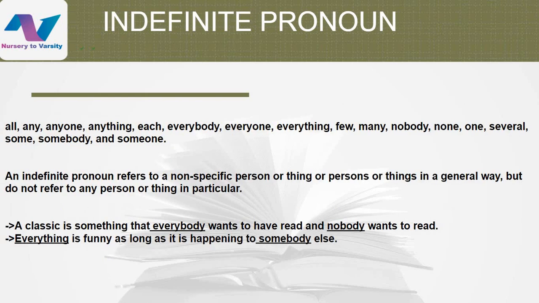Moving on to the next, indefinite pronouns. An indefinite pronoun refers to non-specific persons or things in a very, very generic manner. For example, a classic is something that everybody wants to have read and nobody wants to read. Here, the words like everybody, nobody are referring to a generic crowd. So in this case, nothing particular is mentioned. So all these are indefinite pronouns.